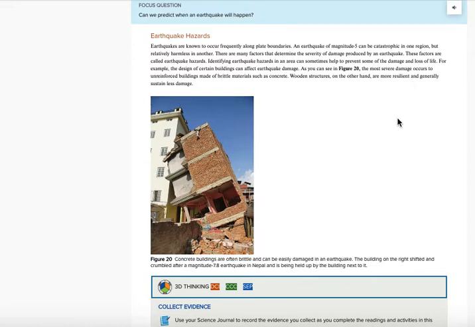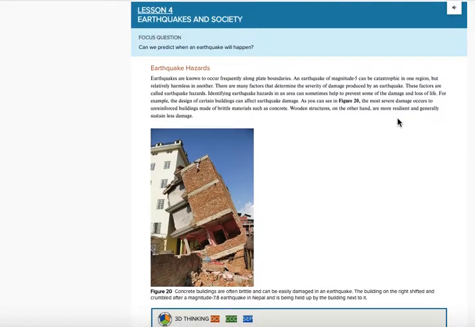In this section, we're going to be talking about earthquakes and society. There are so many different types of hazards that are created when earthquakes occur. Older buildings that were not made for earthquakes can be brittle. This can cause them to collapse.